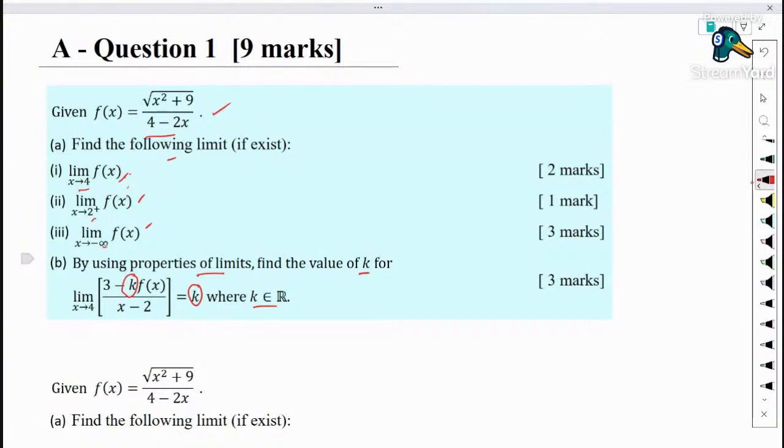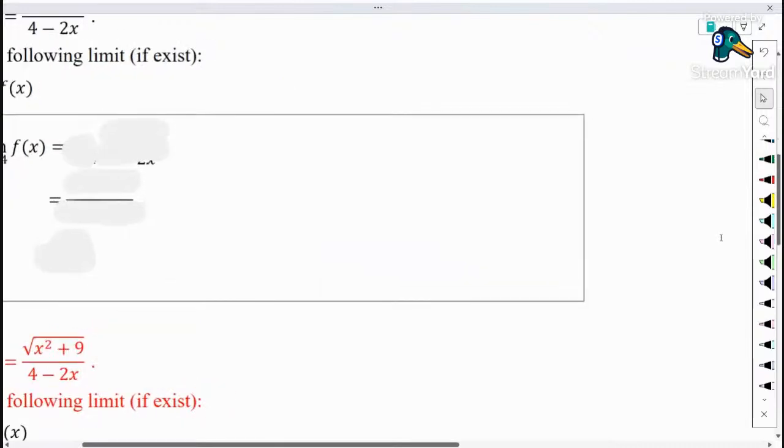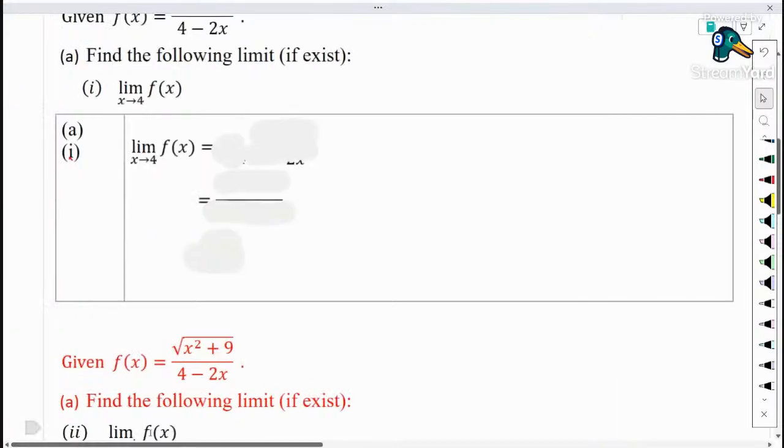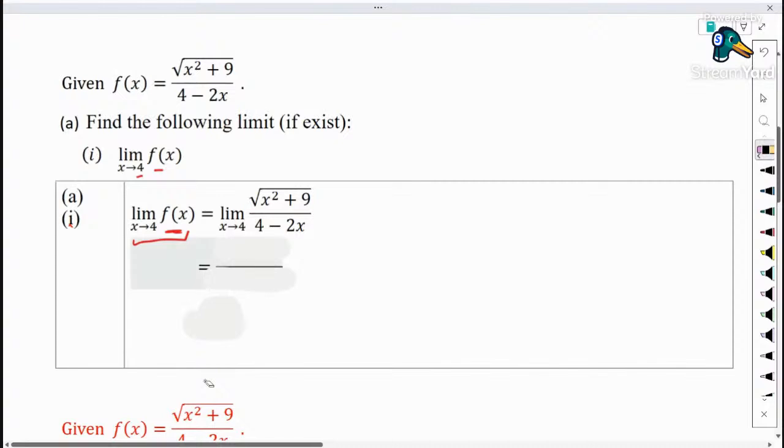So let's see how we're going to solve these questions. In total, we have 9 marks. Start from question A. Let us go through. So in question A, let me zoom it in to a larger scale before we begin. In question A, we have the limit as x approaches 4 for f(x). So we start the solution with the limit as x approaches 4 for f(x). Substitute the function in. I suppose this is the function that we have in the writing. Limit, then followed by the function.